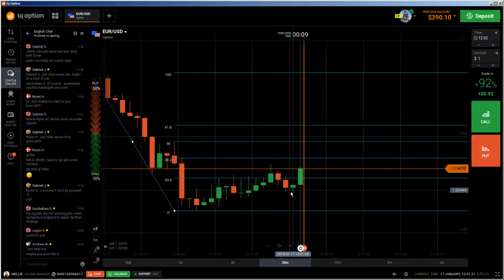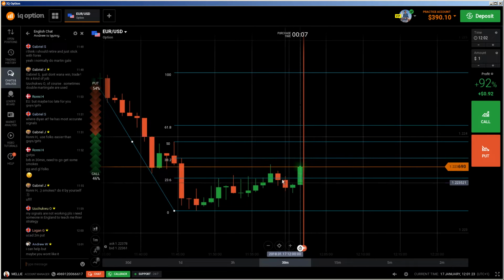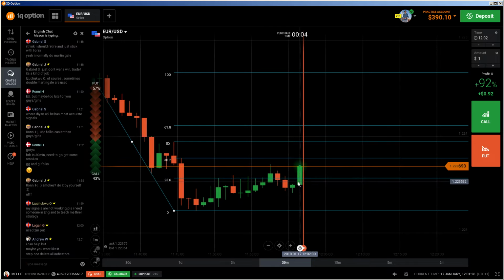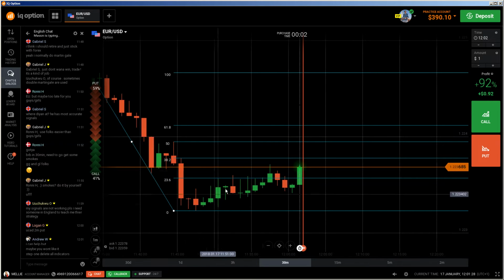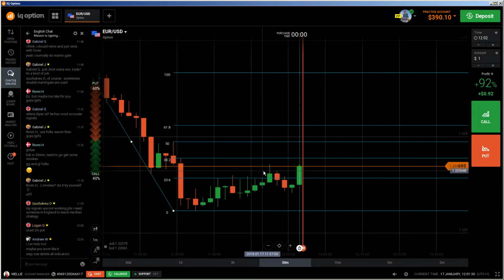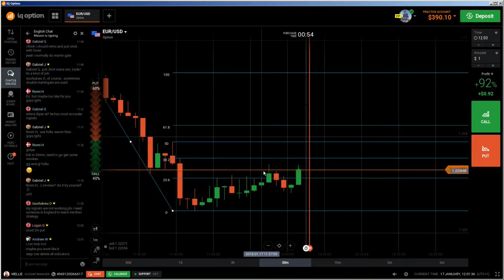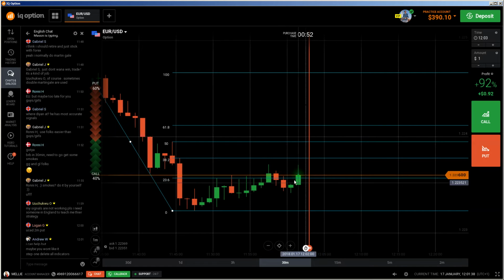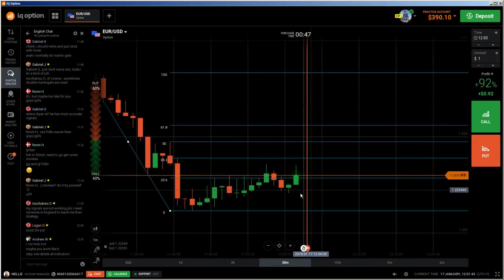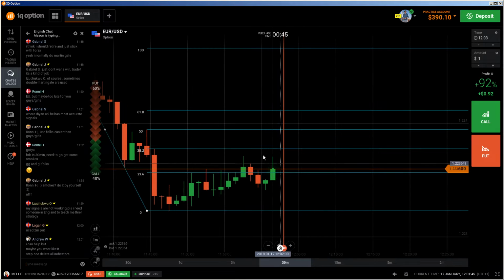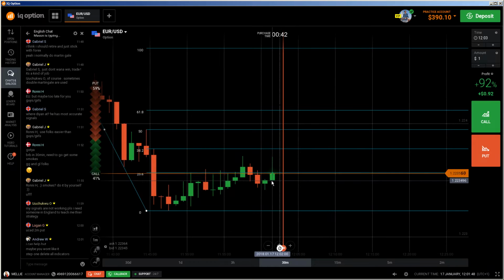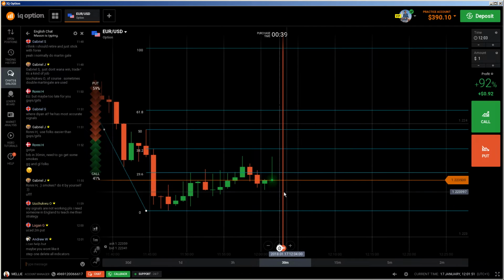But this is a strong break, it breaks the 23.6 strongly. So I'm gonna use this level here for a call if it goes back to this level on the next candle. So let me see what will happen. Yes, it's going weak, and maybe it will close below this one, and then I'm gonna do a call, because then we have another bullish inverted hammer, and this is a trend continuation pattern. So let me see what will happen.